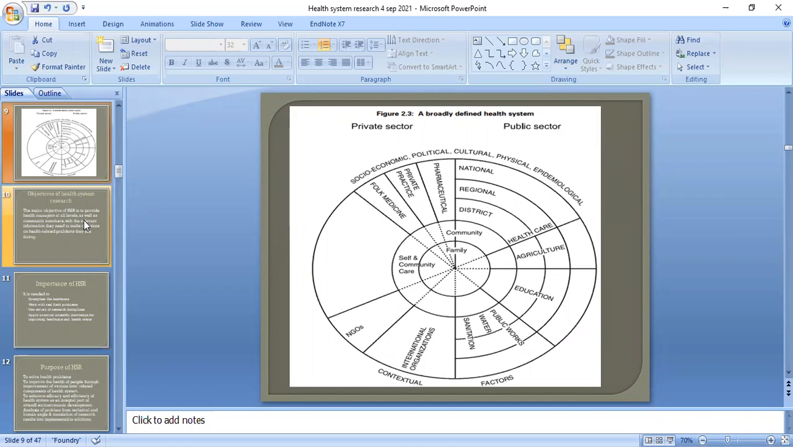It also includes socio-economic factors, political factors, culture, and physical and epidemiological factors. It has all the health sectors involved, at the level of national, regional, district, community, or family level. There is also the involvement of agriculture, education, public works, water supply, and sanitation. It also involves NGOs and international organizations, self and community care, like the care provided to the newborn by the mother and grandmothers, folk medicine, private practice, and pharmaceutical industries.